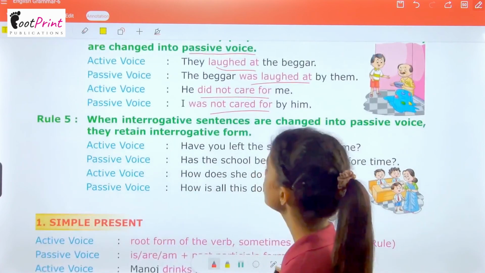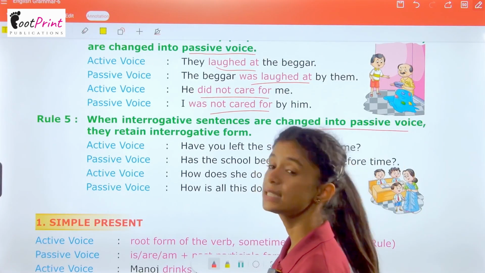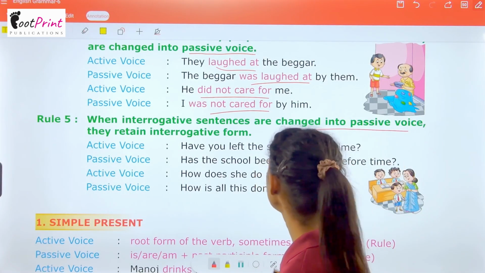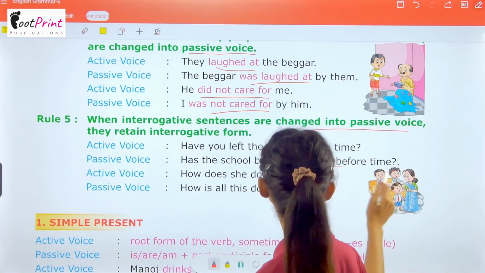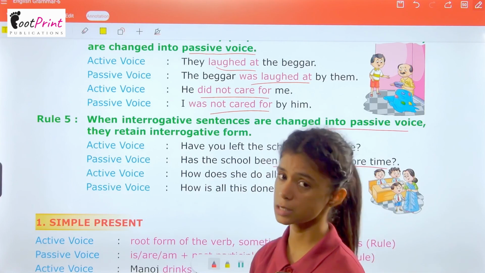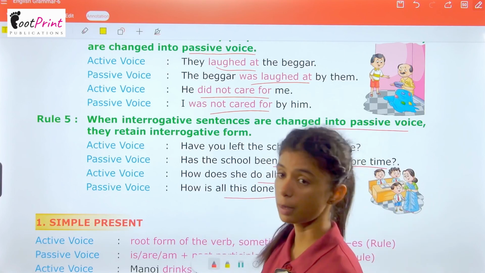Now, next rule is when interrogative sentences are changed into passive voice, they retain interrogative form. How? Let's see. Have you left the school before time? Has the school been left by you before time? So it remains interrogative. How does she do all this? How is all this done by her?